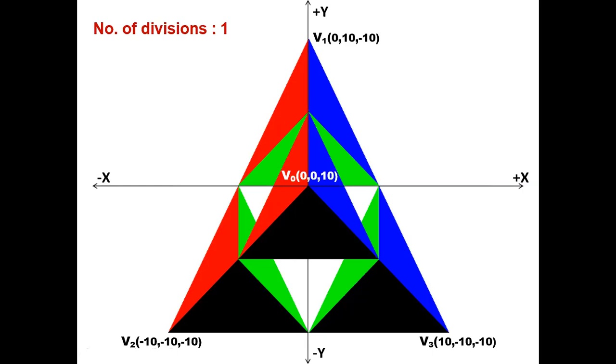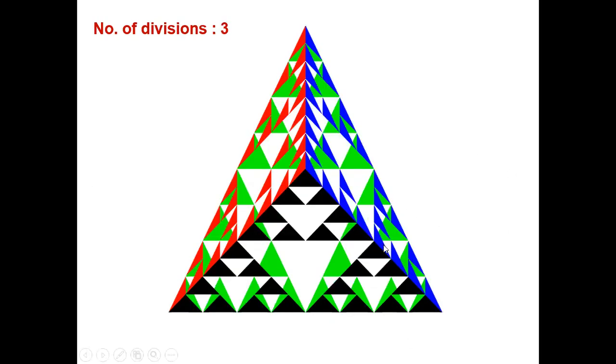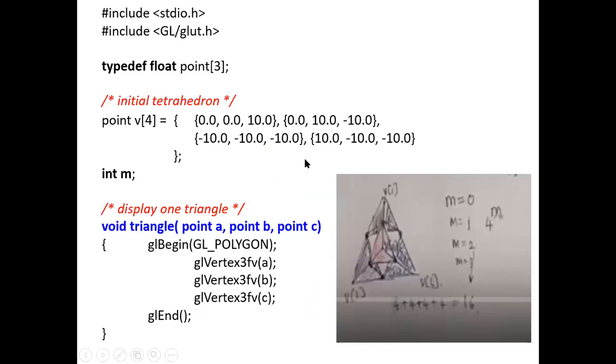If the number of divisions increases, the number of tetrahedrons you get also increases. So let us start. Let us try to understand our lab program now.